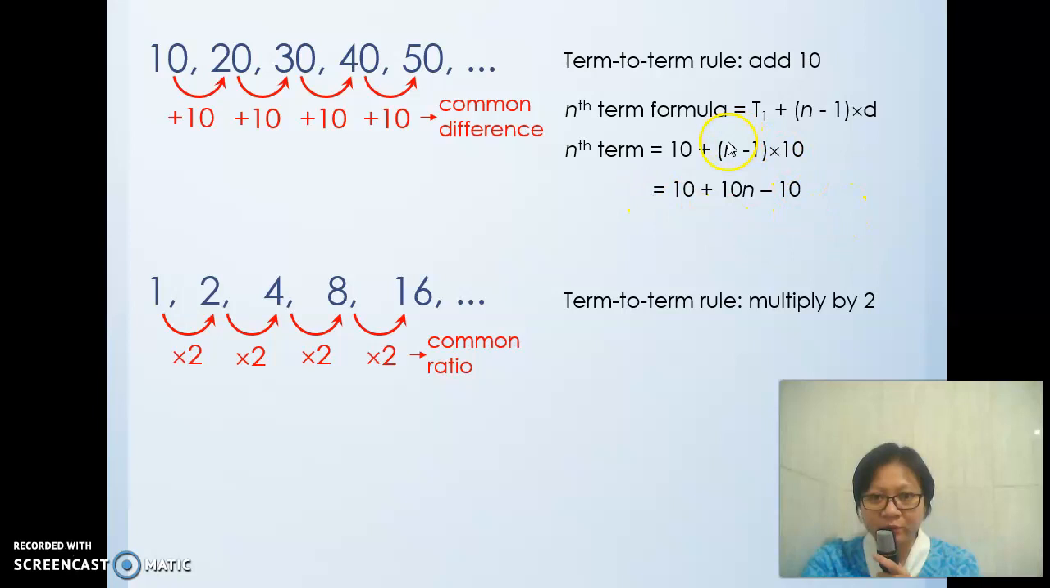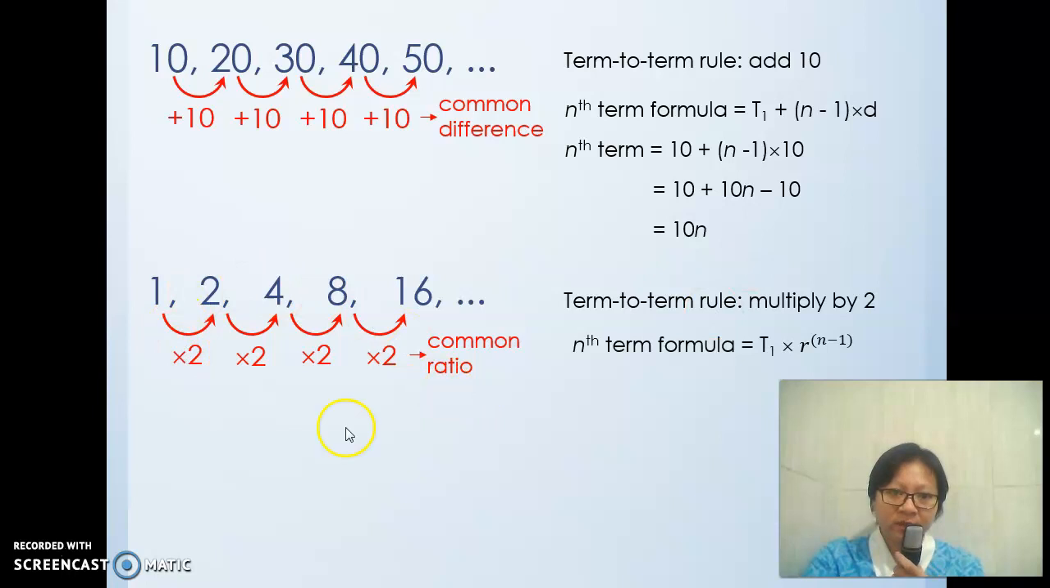It means you need to remove the brackets by multiplying 10 with the terms inside the brackets here. So you'll get 10n minus 10. And then you can cancel 10 and minus 10. So the nth term for the arithmetic sequence here is 10n.